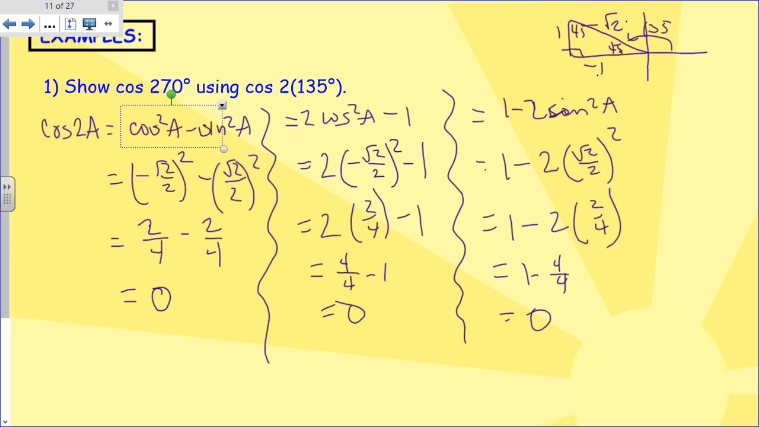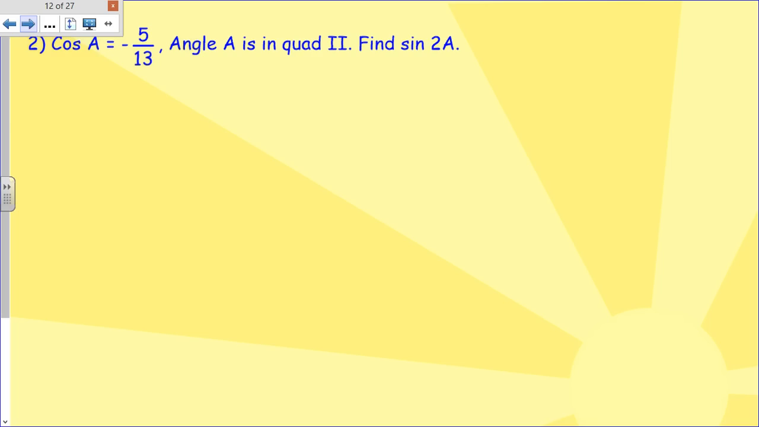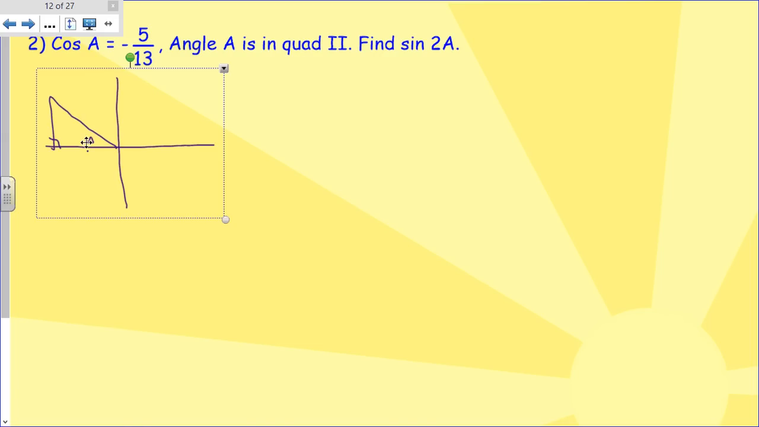All right, for number 2. If the cosine of A is equal to negative 5/13, angle A is in quadrant 2, find the sine of 2A. Well, we are in quadrant 2, and this is angle A. Cosine is adjacent, 5/13. My other side is 12. The 5 is negative.